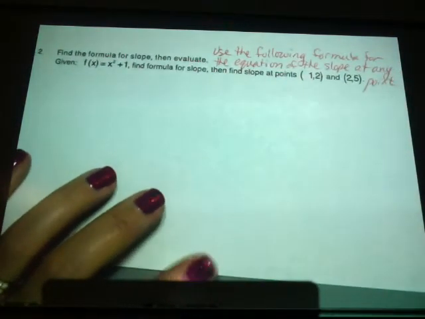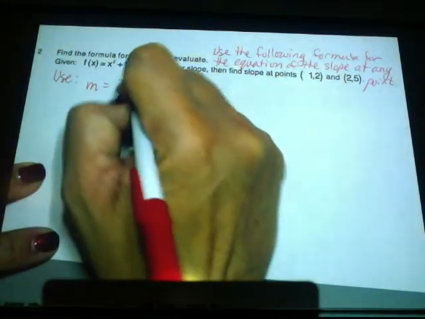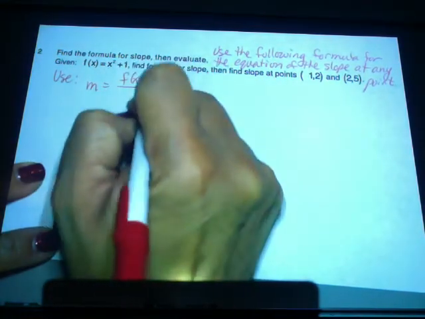Oh, you didn't tell me you couldn't see it. So we will use m equals f of x plus h minus f of x all over h. Isn't that familiar?